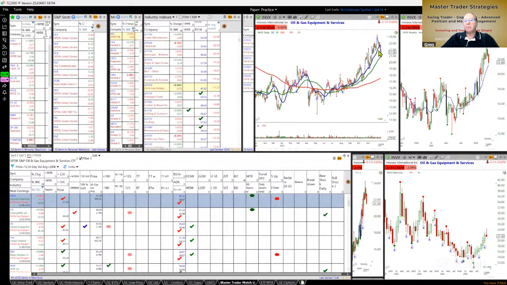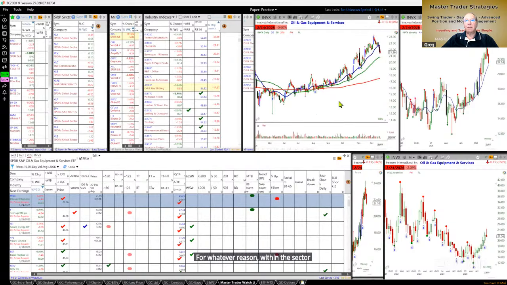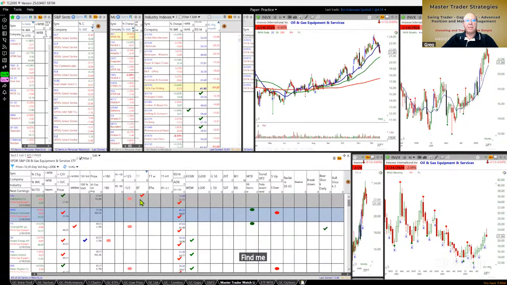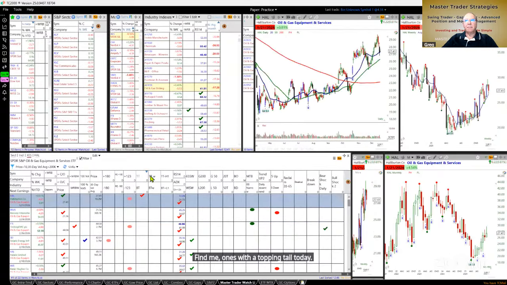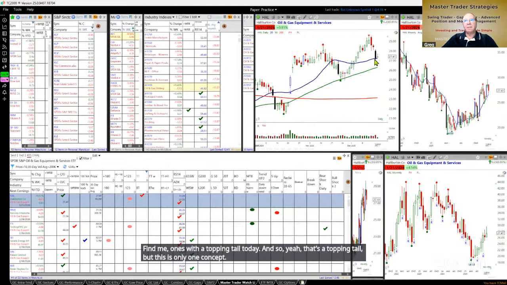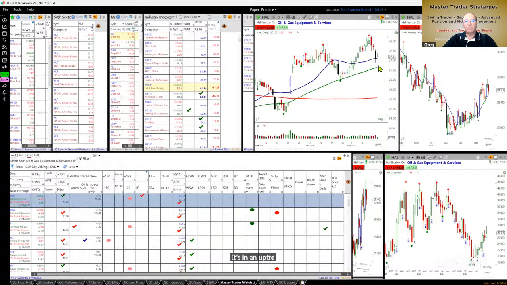For whatever reason, within the sector, this one's in an uptrend. But now you've got to wait for pullbacks. It's not ready. But within that, we could go and say on the day, find me ones with a topping tail today. And so, yeah, that's a topping tail, but this is only one concept. It's in an uptrend. That's not what we're looking for.